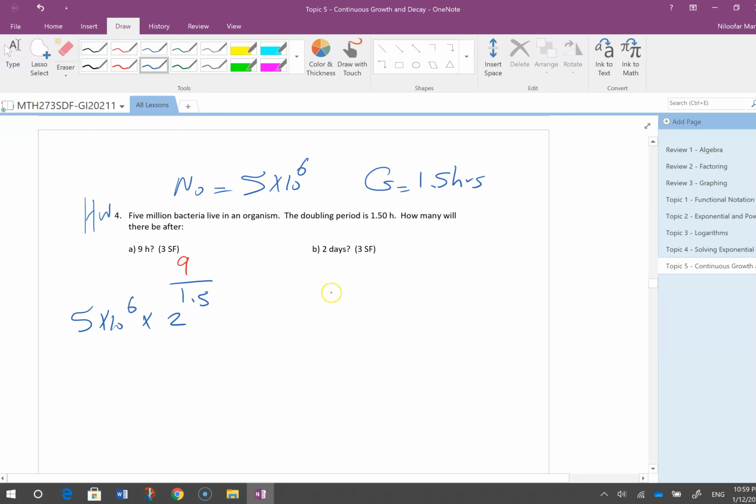Okay, how about 2 days? Oh, this is hour, this is 2 days. So 2 days is 48 hours, so make sure you change it. So it's 48 divided by 1.5. Make sure that you convert, and at the end, what is the unit, how many? For example, is it bacteria, is it how many hours, is it how many minutes? And make sure to add the conclusion sentence and units, don't forget.